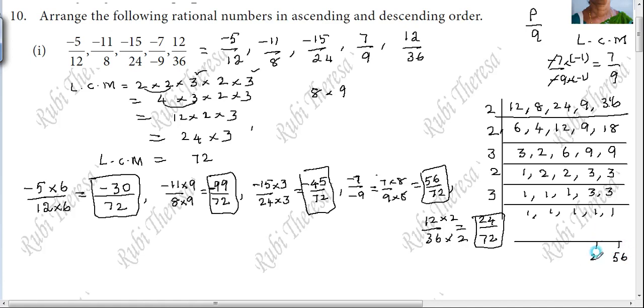Next one is what? 24. Just you mark in a number line, then you will come to know. Here you have to write it. Just you see 0, -1, -2, -3. Like this it will go on. Isn't it? So just you write this, then you compare and write. You won't make any mistake.